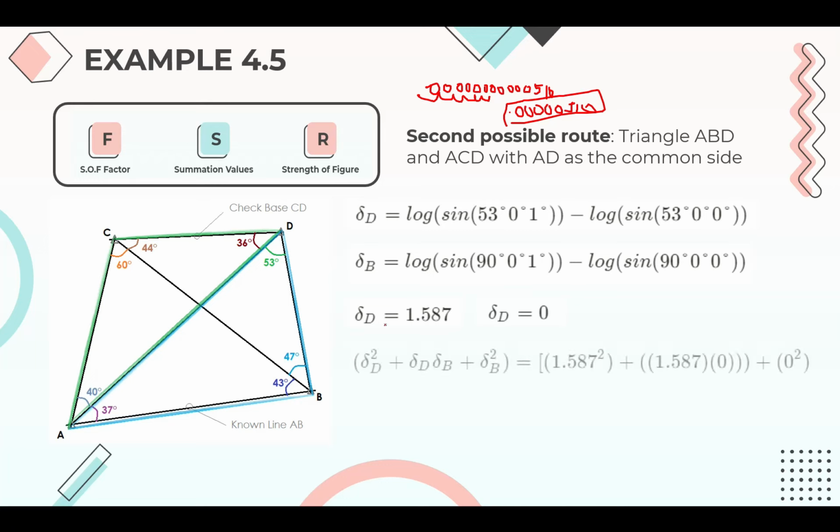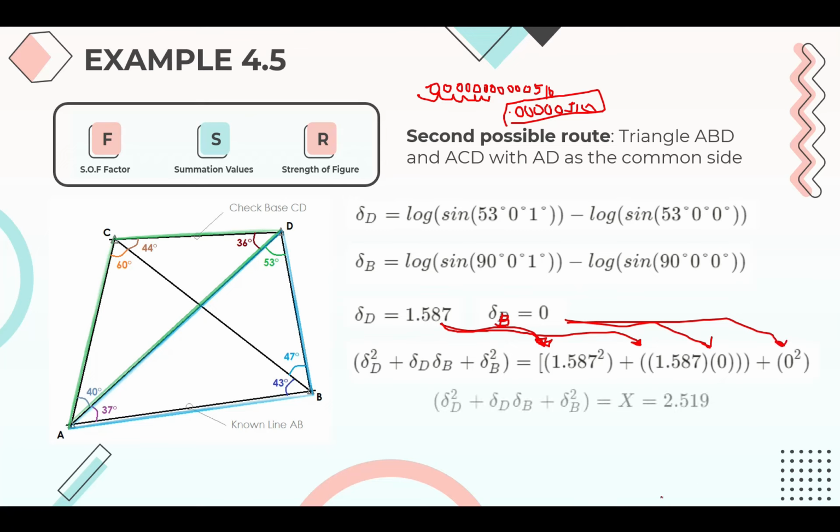So let's substitute that in our formula. Here we have delta D of 1.587. Oh, sorry. This should be delta B. Okay, I'm sorry for that. Okay, delta D should be 1.587. There you go. We substitute that there and 0 here. So how much is that, guys? 1.587 squared. That should yield 2.519. So that is our X value.